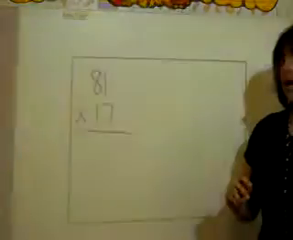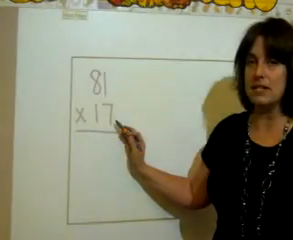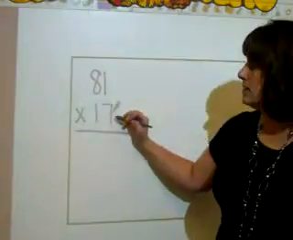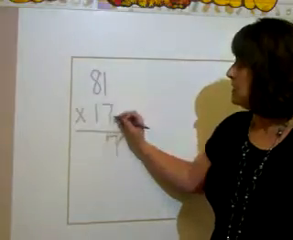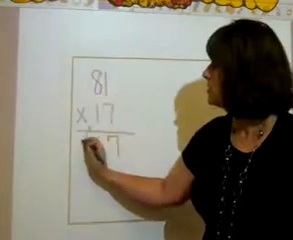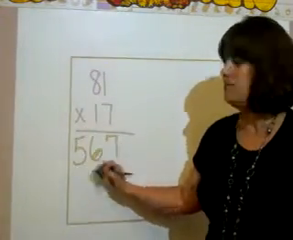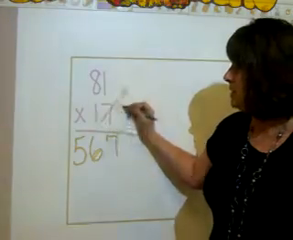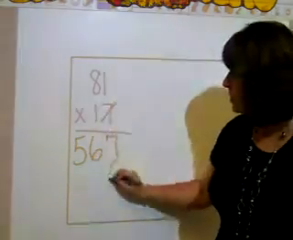Let's try this one again. 81 times 17. Start with the ones. 7 times 1 is 7. 7 times 8 is 56. So I'm going to record that in front of my 7. I'm done with my 7, and I'm going to write my placeholder of 0.